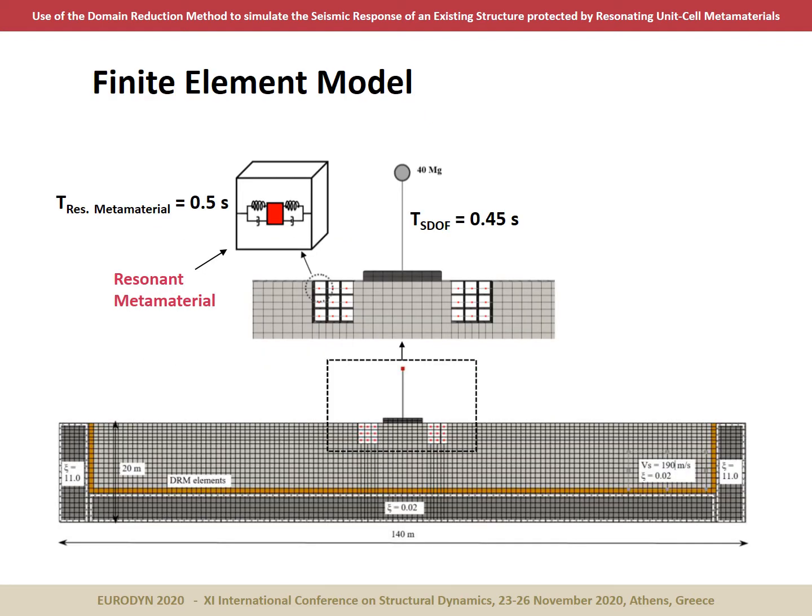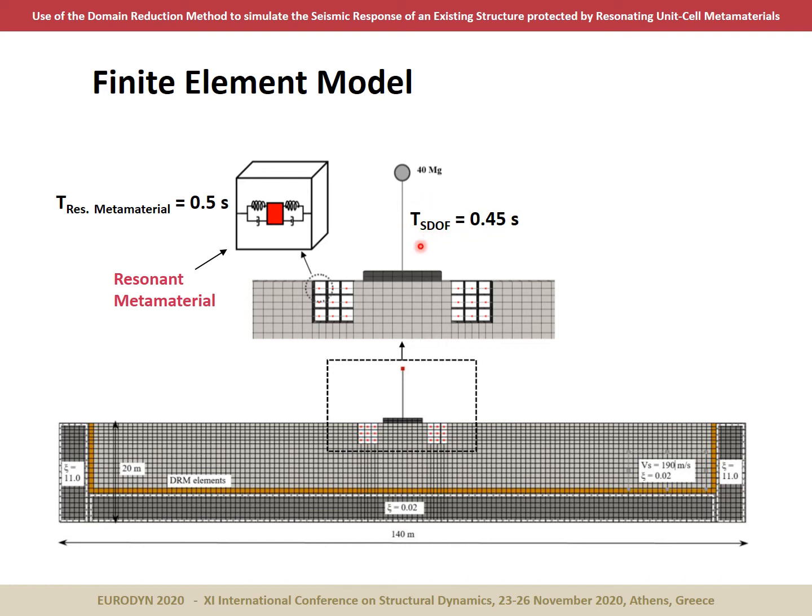And this is the finite element model that we have created in RealESSI. And if you zoom in, you can see that we have this unit cell here consisting of a mass inside that vibrates horizontally with some springs and dashpots attached. And you should notice here that the resonant period of our resonators is a little bit higher compared to the resonant period of our structure.